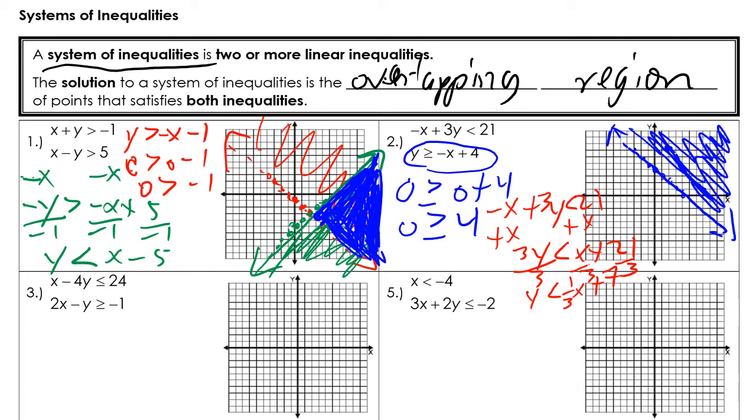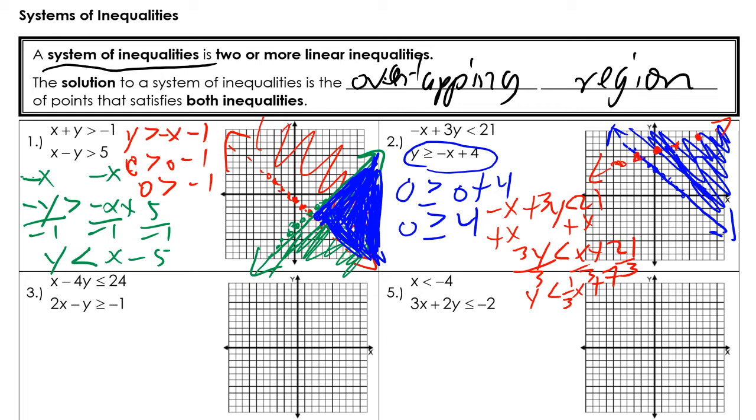All right, 7 is up here somewhere. 1, 2, 3, 4, 5, 6, 7. Slope is 1/3, up 1 over 3, up 1 over 3, down 1, left 3, down 1, left 3, and this is going to be a dotted line.